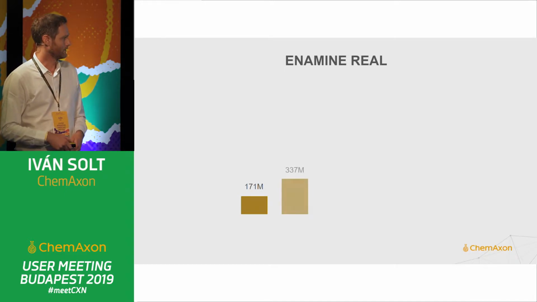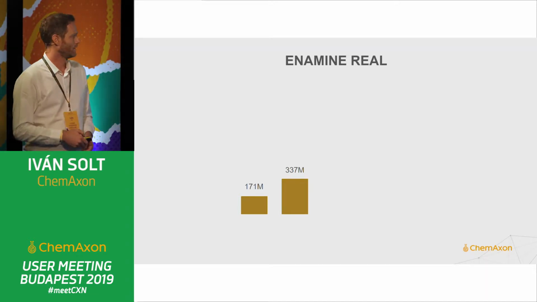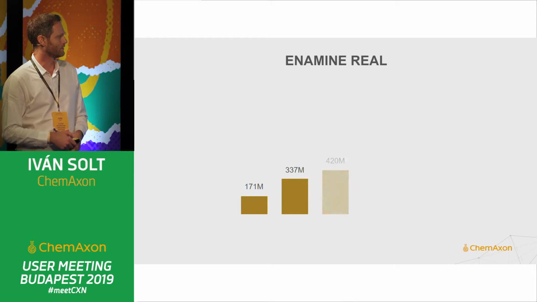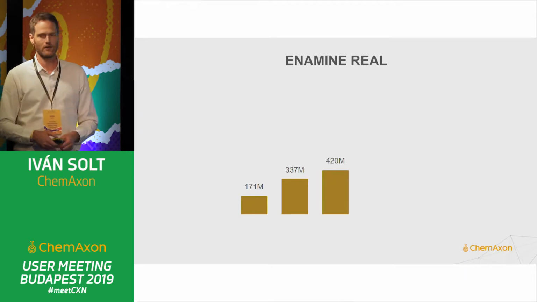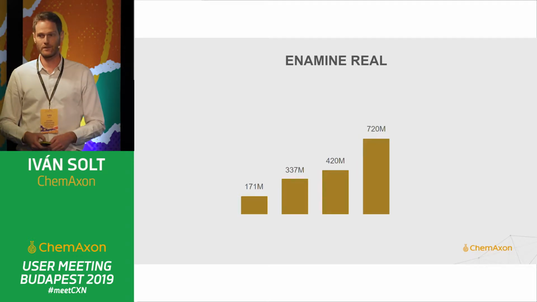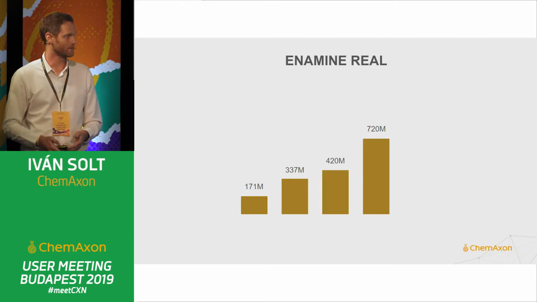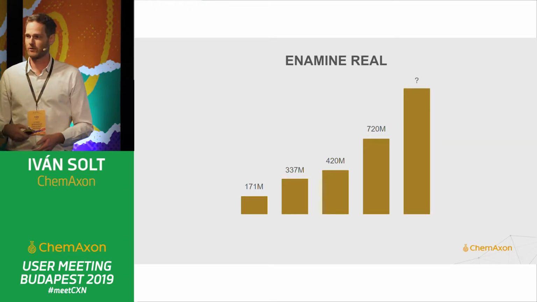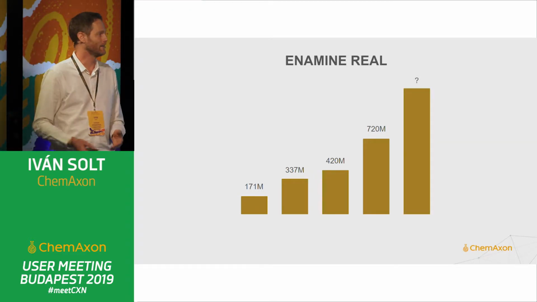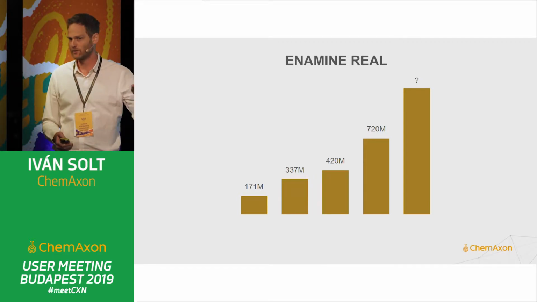But only 1 year later, he was already talking about almost double the size. And at the end of the same year, 2018, it was already 420 million. Earlier this year, they have released the 720 million compound dataset, which he was talking about yesterday. And only he can tell what will be the next number, or maybe even he cannot tell that. So we don't know, but it's definitely increasing, yet it will not decrease again.